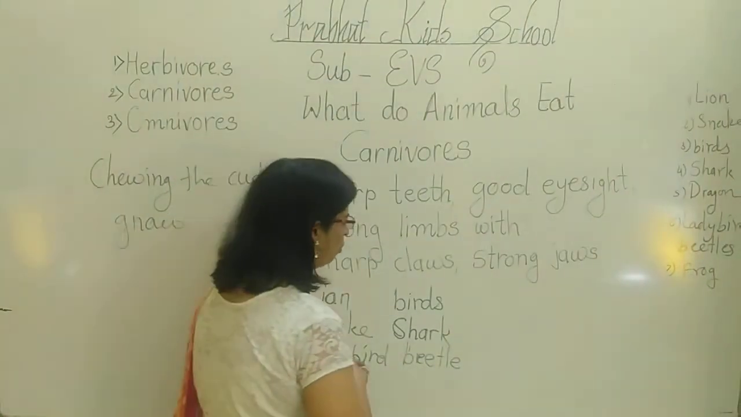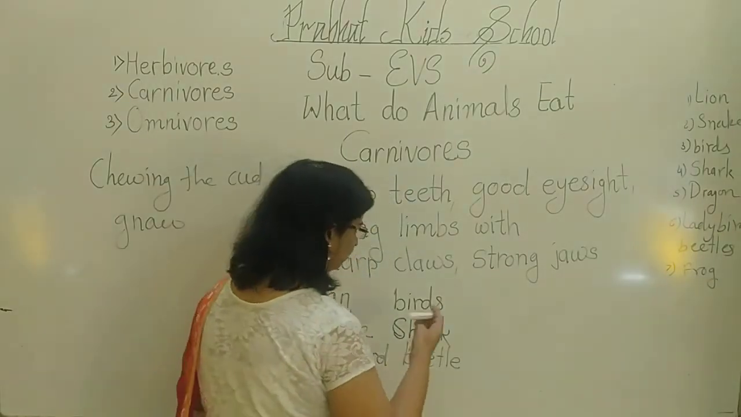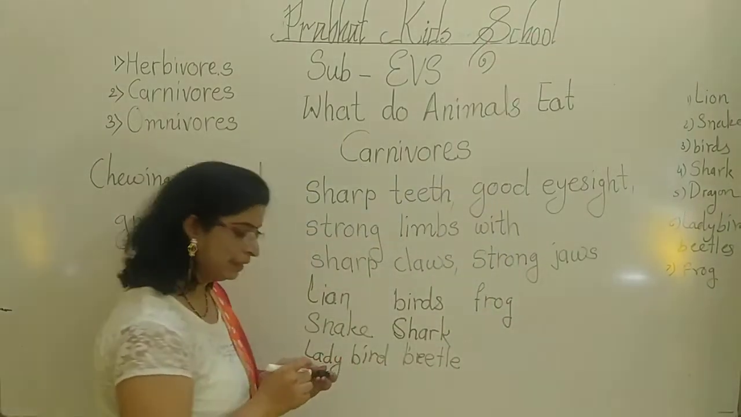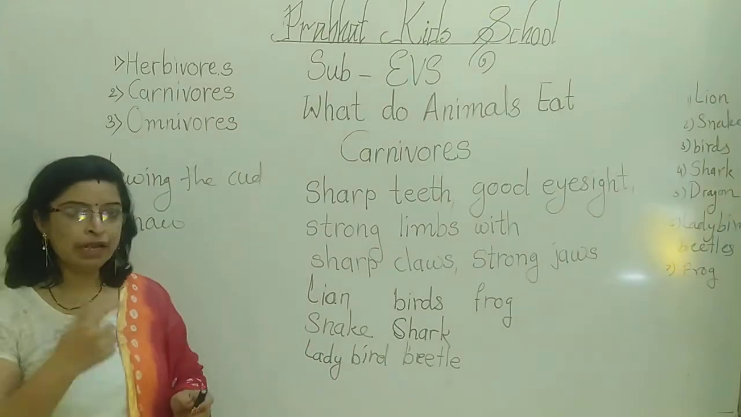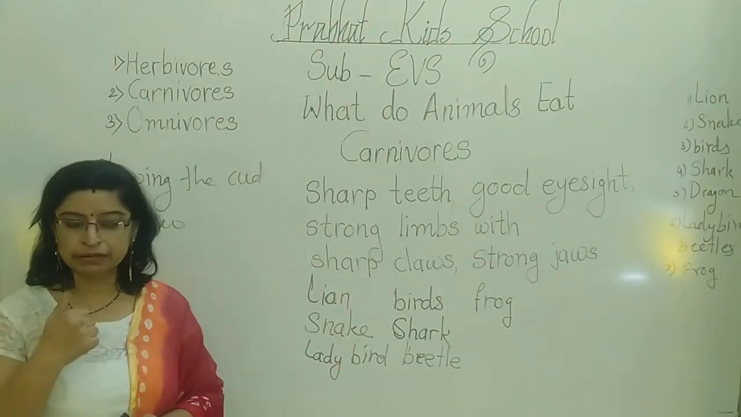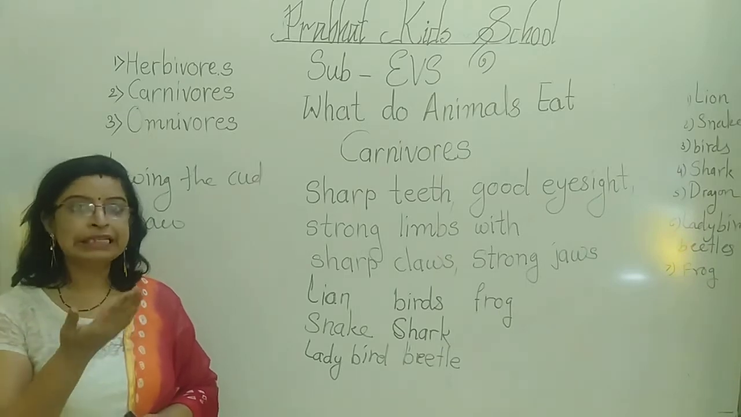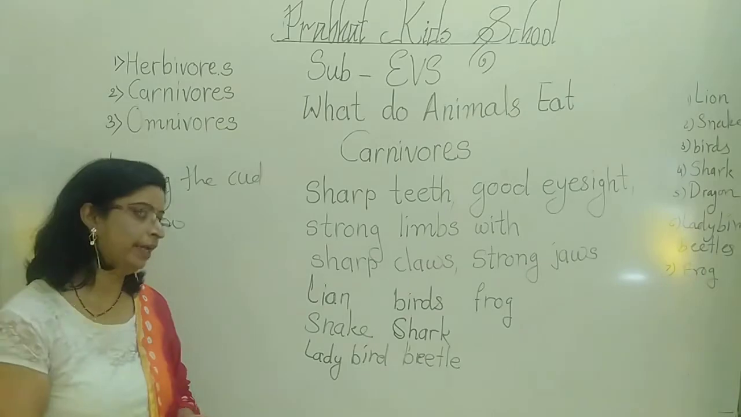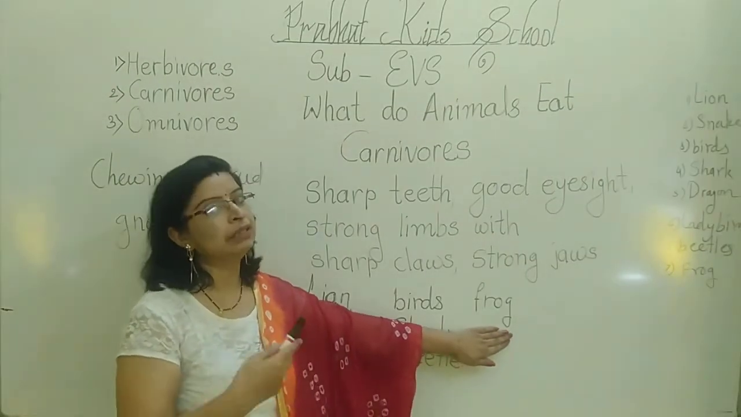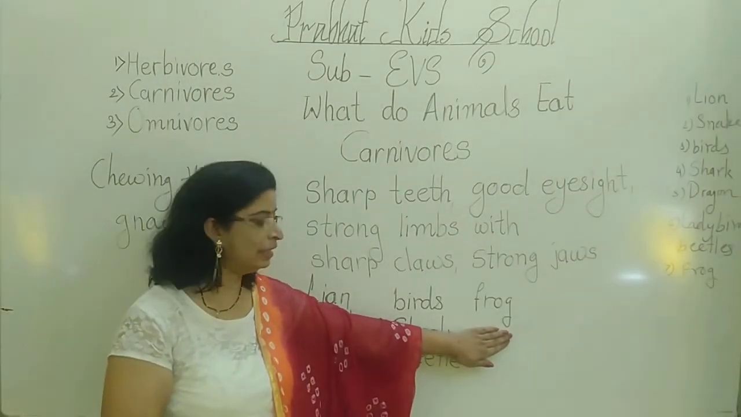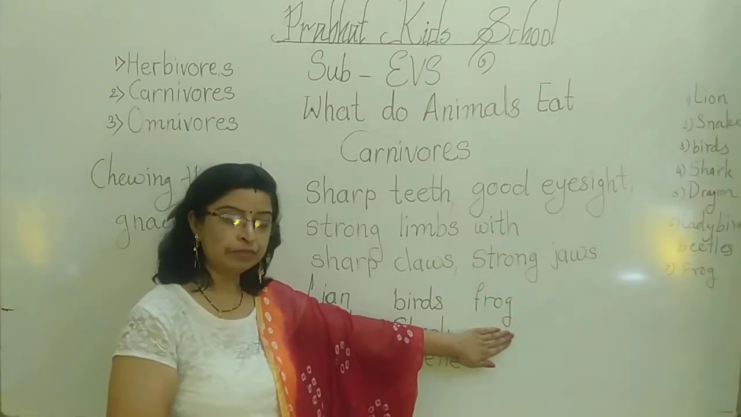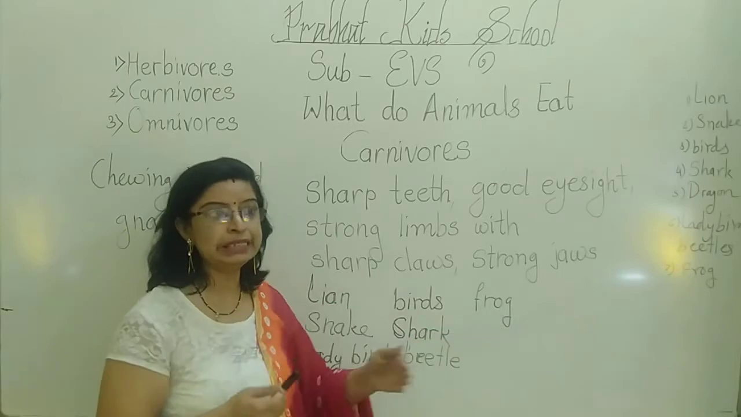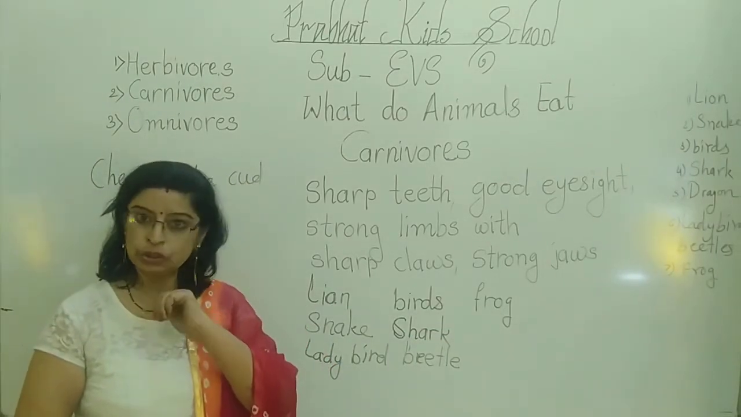If you observe the frog, how is its tongue? Seen or not? See students, in our mouth we also have a tongue. But how is our tongue? It is stuck to the back side and our front side tongue is open. But in the frog, it is vice versa. The frog's tongue is stuck to the front side and its back side tongue is open.